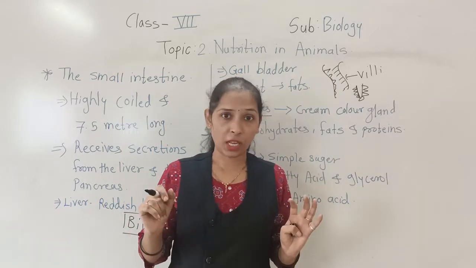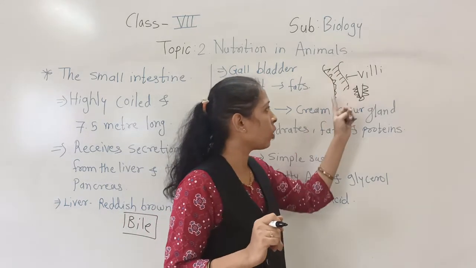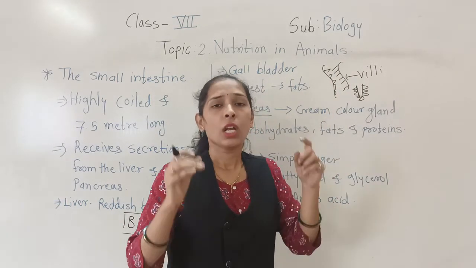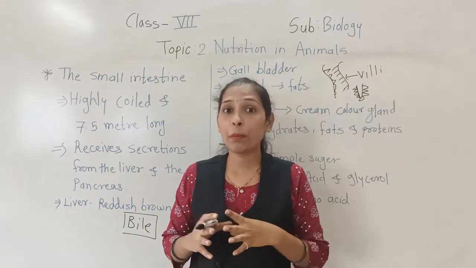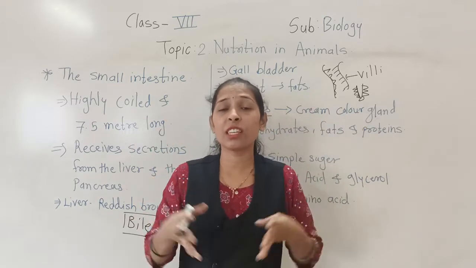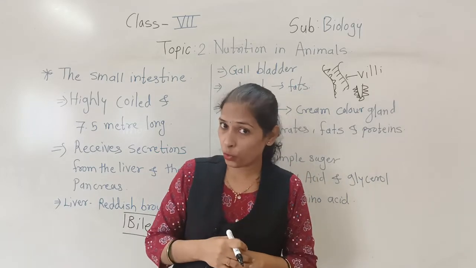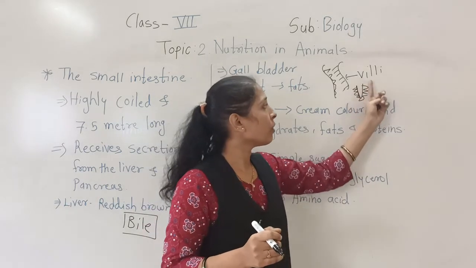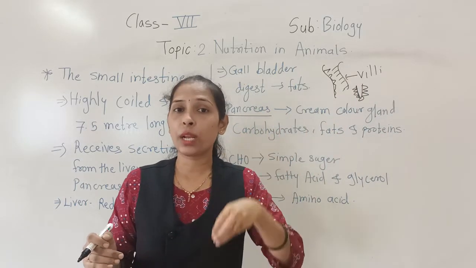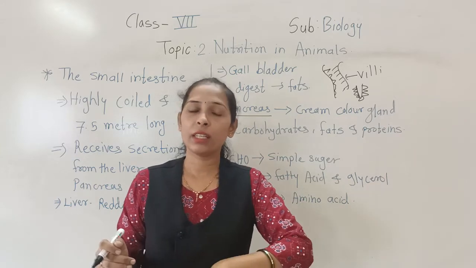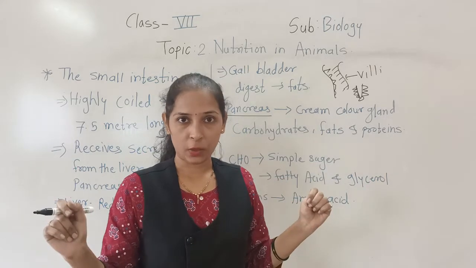Again, I will repeat: absorption in the small intestine, what exactly happens? The inner lining of the small intestine has thousands of finger-like structures called villi. The villi increase the surface area of the small intestine and absorb the maximum digested food. Each villus has a network of blood vessels on its surface, which absorbs the food and mixes it into the blood, and with the help of the blood, that food is transported to all parts of the body.